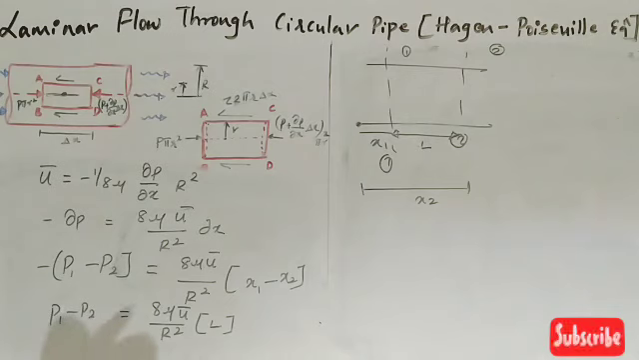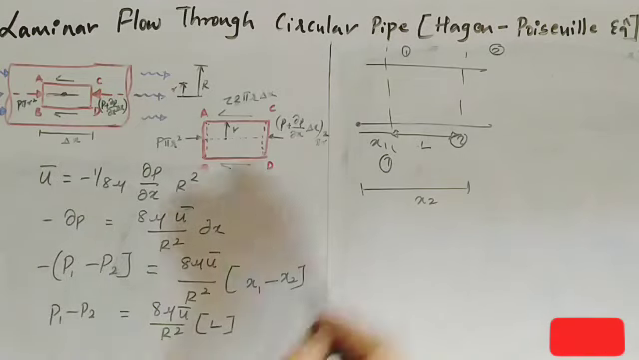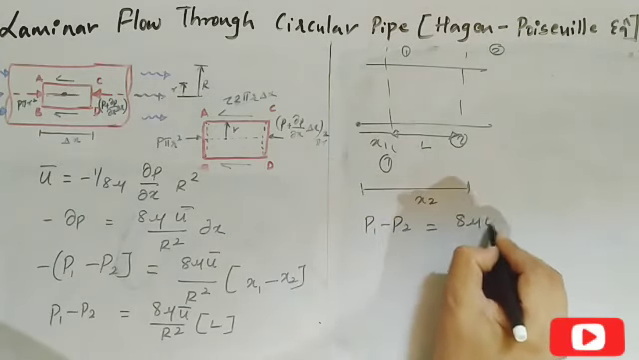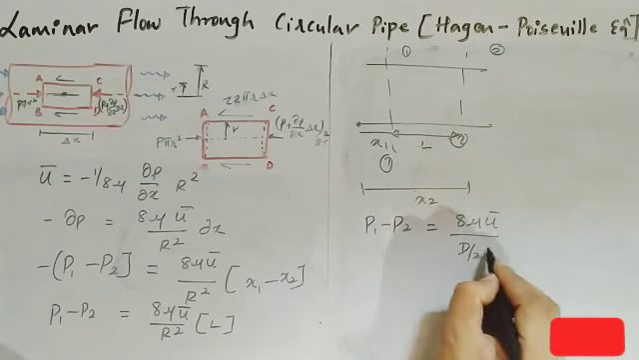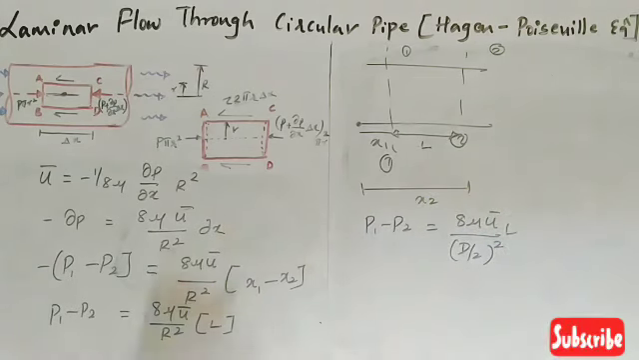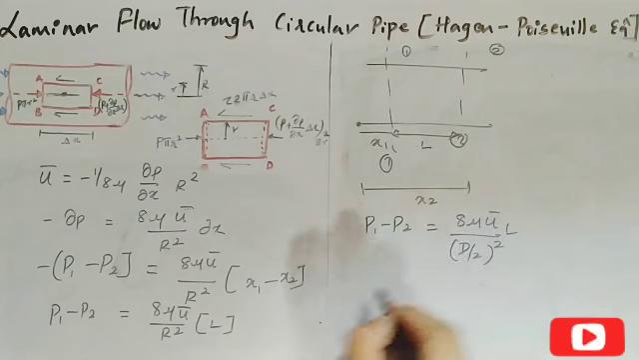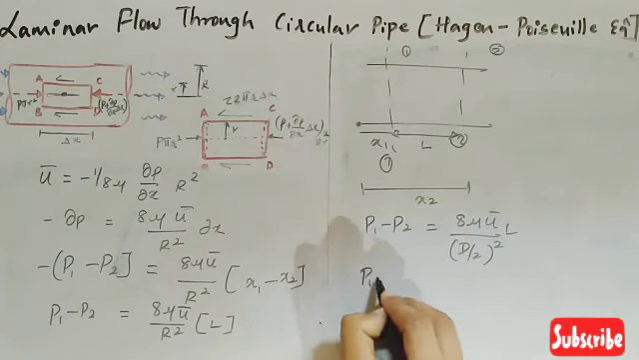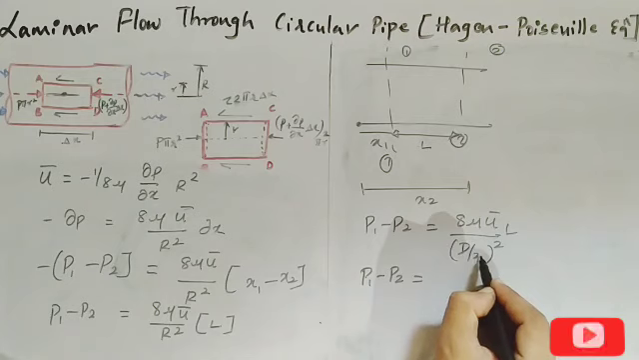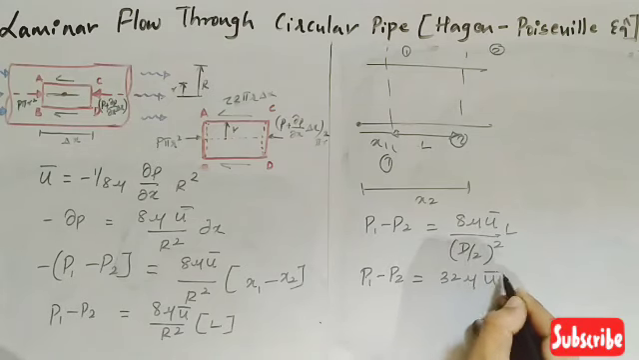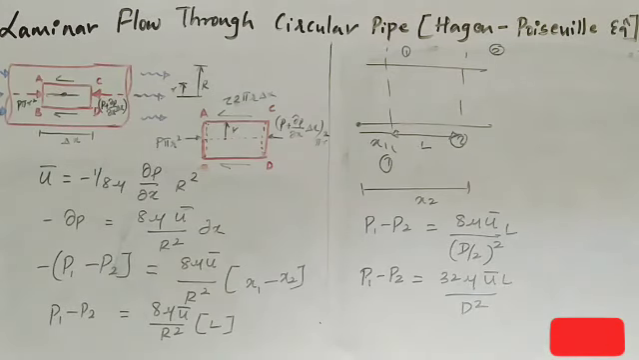Okay, now this r can be written in the form of diameter, that is r will be equal to d by 2. So I will just write it here. P1 minus P2 will be equal to 8 mu u bar divided by (d by 2) whole square, into L. Now I will multiply this and take the 4 to the numerator: 2 square will be 4, 8 4s are 32, that is 32 mu u bar L divided by d square.